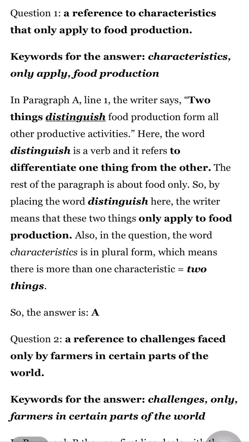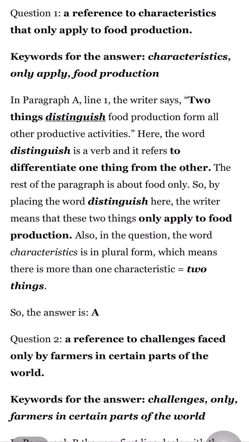So, by placing the word distinguish here, the writer means that these 2 things only apply to food production. Also, in the question, the word characteristics is in plural form, which means there is more than one characteristic equals 2 things. So, the answer is A.